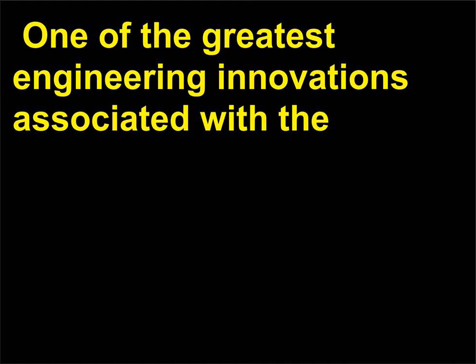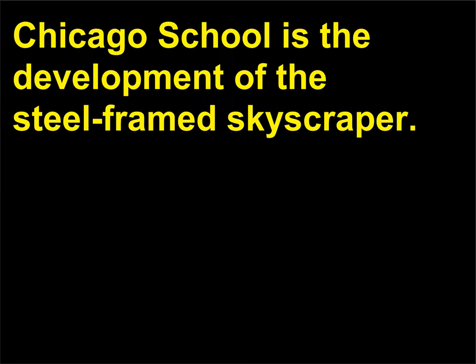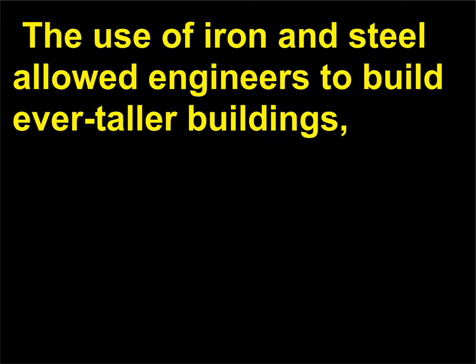One of the greatest engineering innovations associated with the Chicago School is the development of the steel-framed skyscraper. The use of iron and steel allowed engineers to build ever taller buildings, usually for commercial purposes.